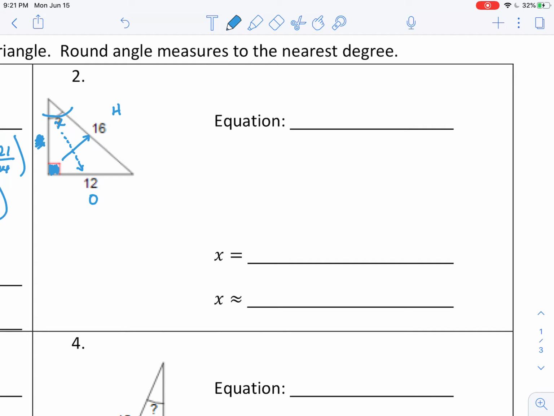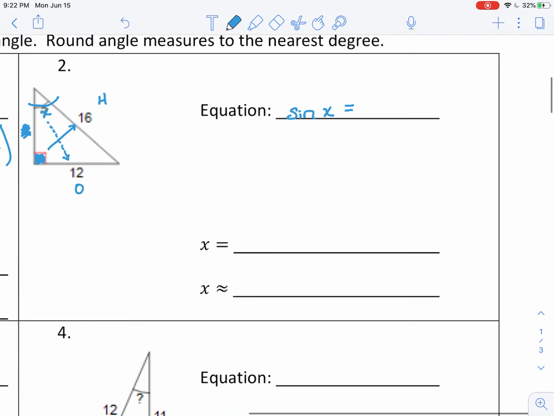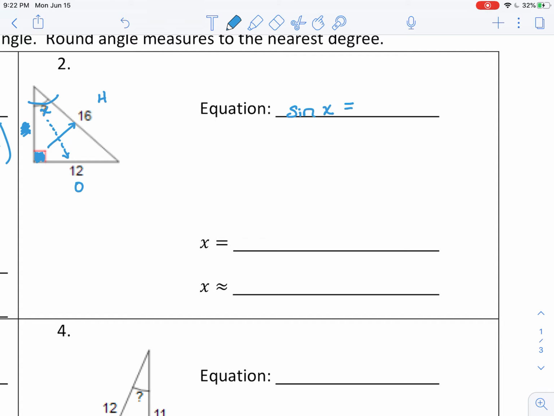So if I'm not using the adjacent and I am using the hypotenuse and the opposite, this will be one of our sine equations, SOHCAHTOA. But as soon as I write sine, I put what my angle was. So you know where I put my labels from. In this case, it happens to be an X. Sometimes, like yesterday, it'll be a number. But then I'm going to set it equal to a fraction. That fraction is going to be the opposite leg over the hypotenuse.